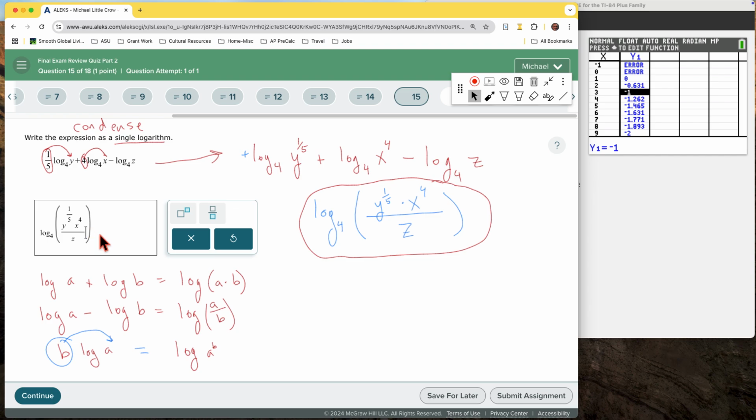Okay, so we're done now. We've addressed everything, and that's condensing multiple logarithms into a single one. We will be doing one where we start with the single one and go to multiple logarithms, and that's basically just doing these steps in reverse. Okay, so that's it for number 15.